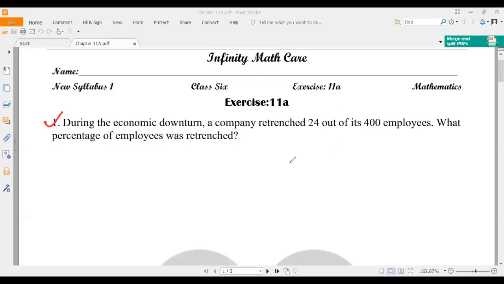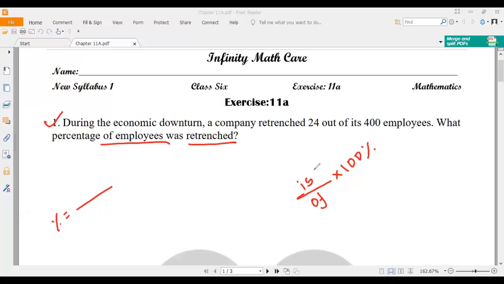To understand the percentage related problem, I will tell you to understand this formula. This is the easiest one. That is "is" by "of" multiplied by 100%. Okay. The "is" will be at the numerator position, "of" the denominator. So here we will find out the percentage of employees that was retrenched. So how can we find out the percentage? We can find out the percentage in that way.